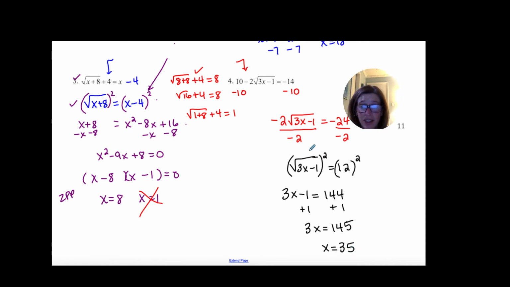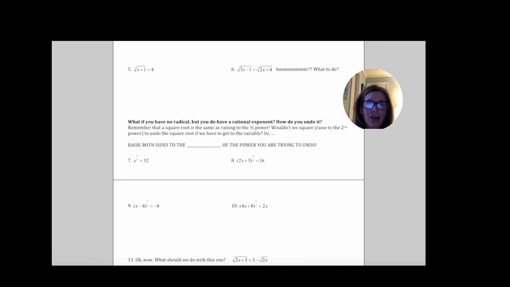I'm probably actually going to plug it in right here before the square because I think that's the easiest place to check it. So 3 times x, so 3 times 35 is 145, minus 1 is 144. So the square root of 144 does indeed equal 12. My answer works. My answer checks out. No extraneous solutions. All right, I want you to go and try the next two.